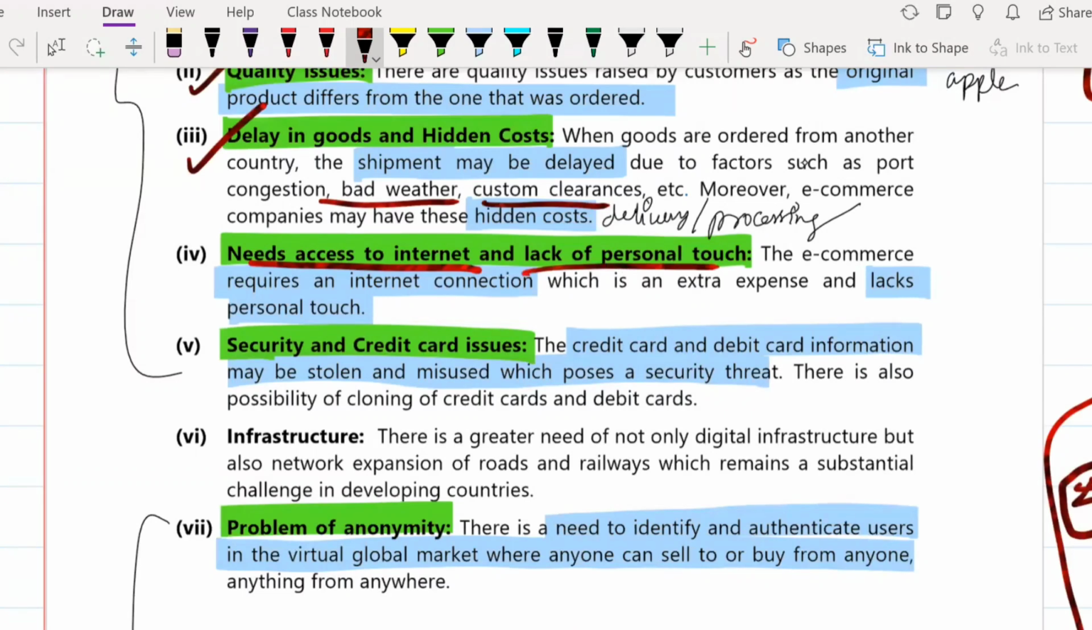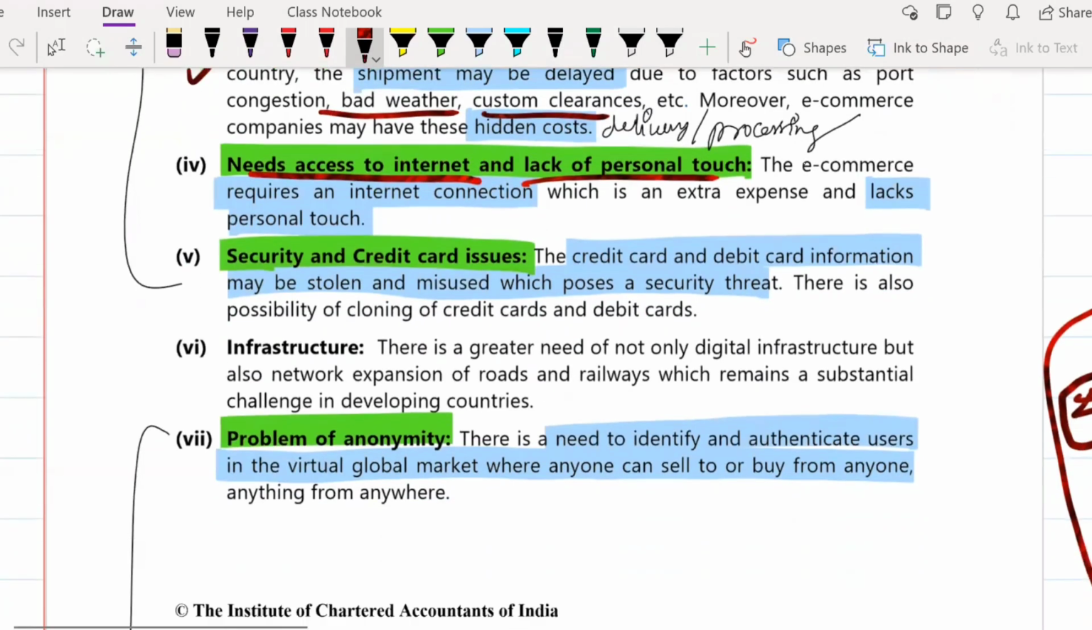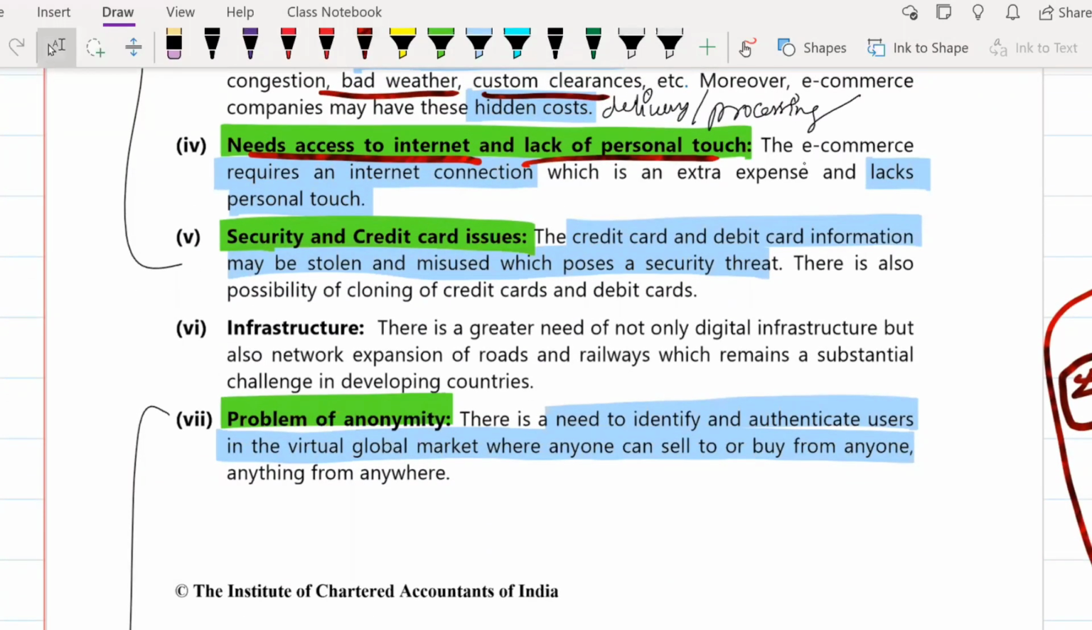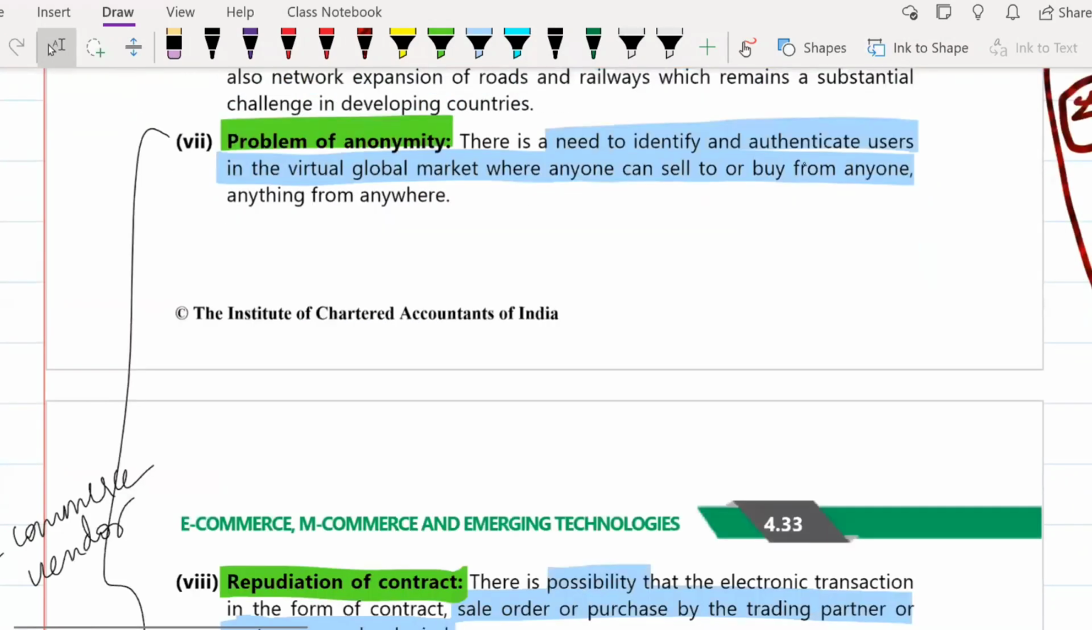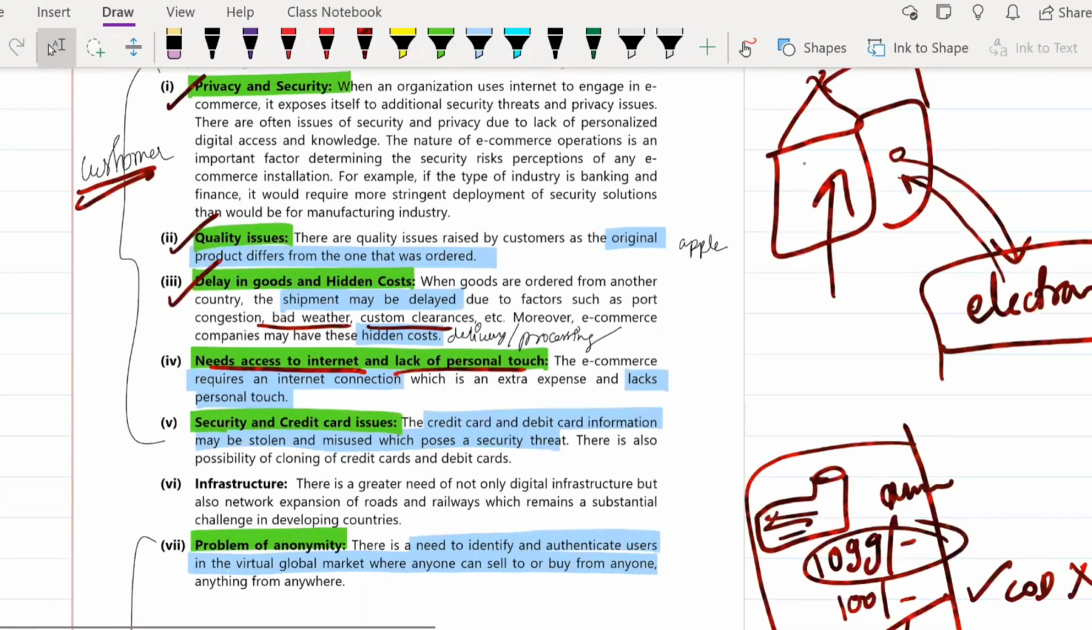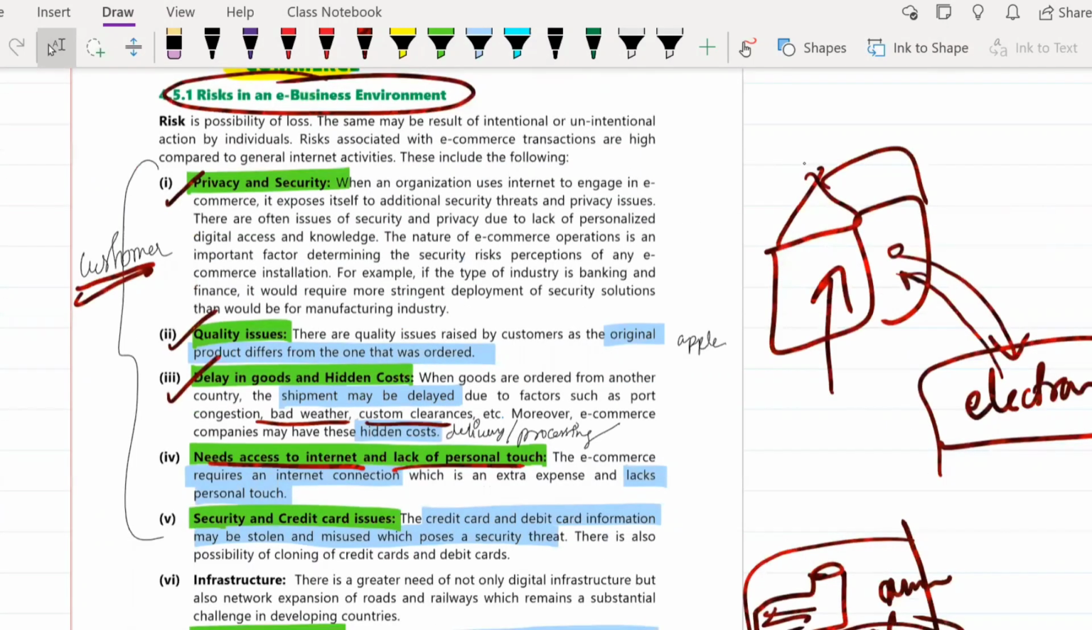There is a lack of personal touch. You already know this, because you cannot feel the product. Basically, all you believe is what you see and what the reviews say about it. Next, you can have credit card issues, where the credit card or debit card information might be stolen and misused, and that might be a security threat for you. So these are the problems or risks that a customer faces from his or her end.